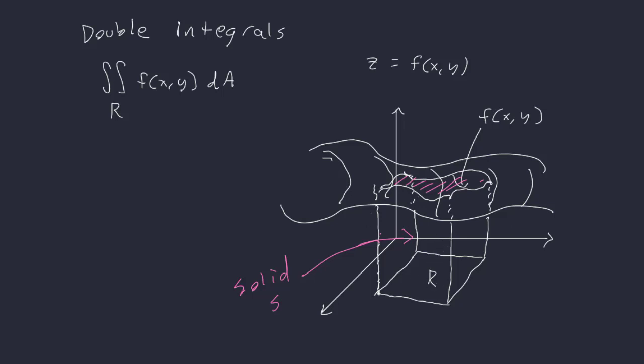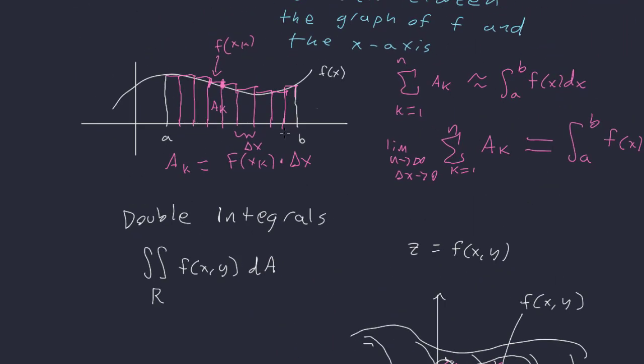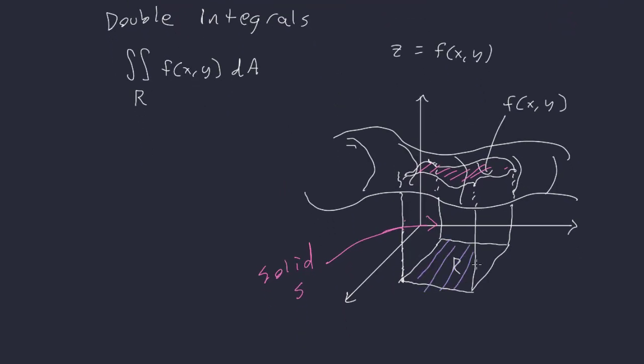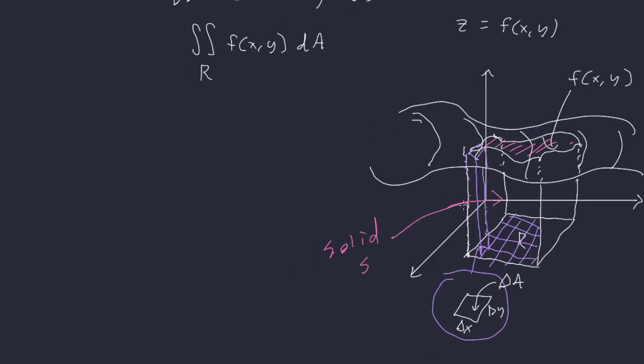Because what we do is just like with the areas from before, where we split this into rectangles, we split this region into a bunch of boxes that are all the same length and width. So if we zoom in on one of these, we'll have a delta x and a delta y. And together, delta x times delta y, we call delta A. And then for each of these, we make a box.